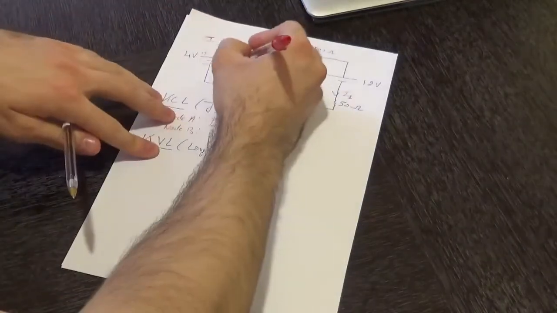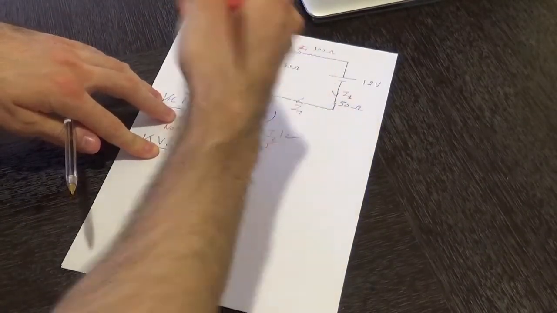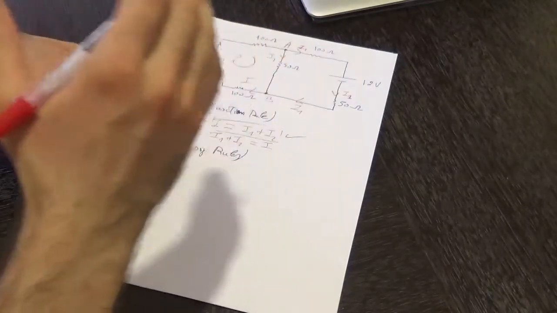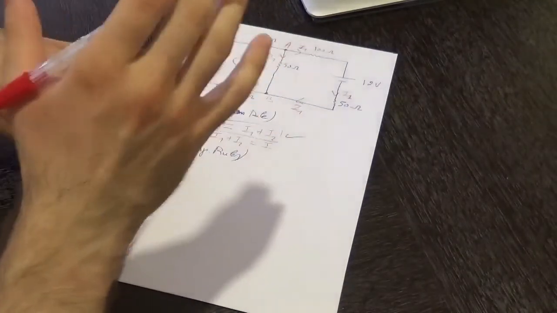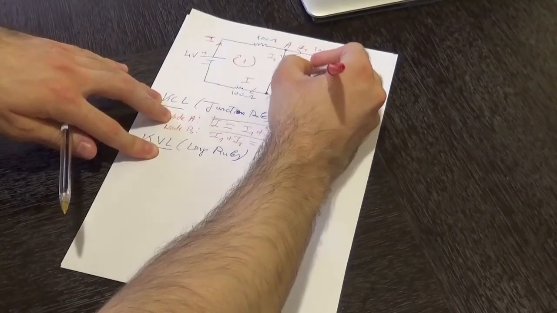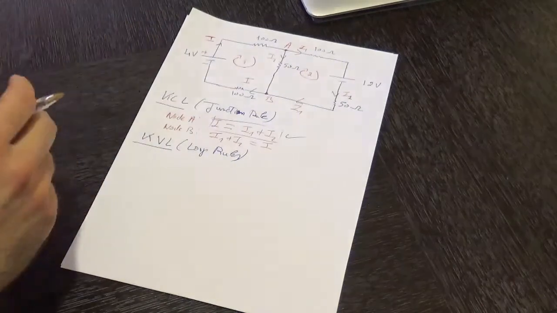So we are going to be assigning two arbitrary directions. These directions for the loop are totally arbitrary, meaning that you can choose whatever direction you want, whether a clockwise or an anti-clockwise one. So for loop number 1, I'm going to be choosing a clockwise direction, and for loop number 2 as well, I'm going to be choosing a clockwise direction.